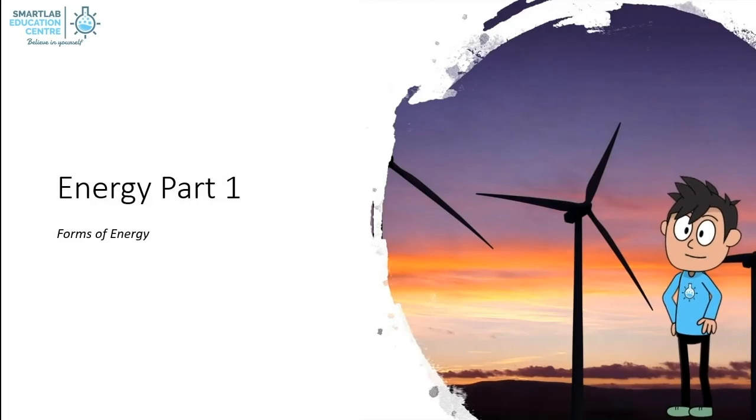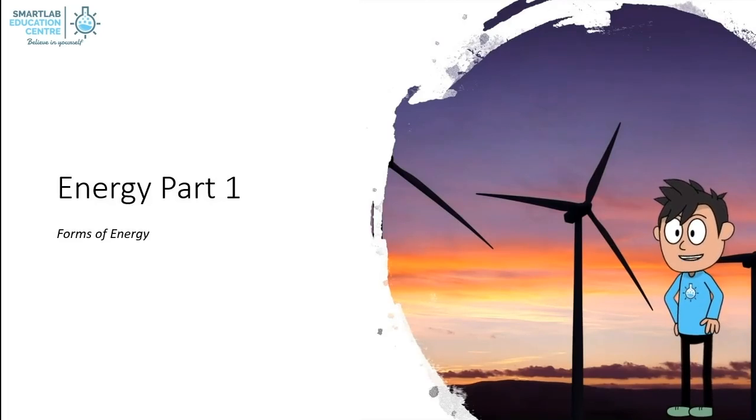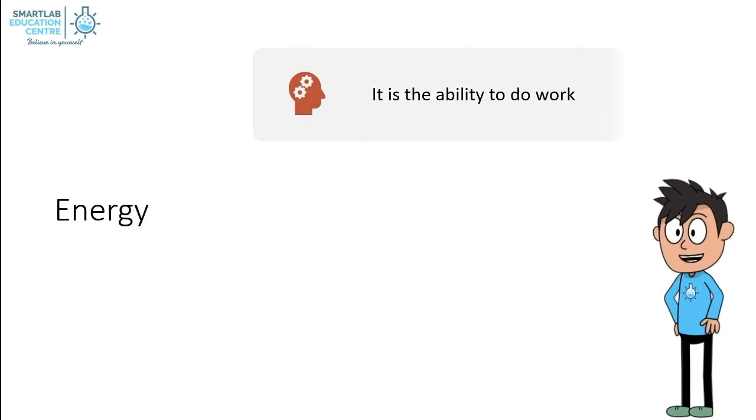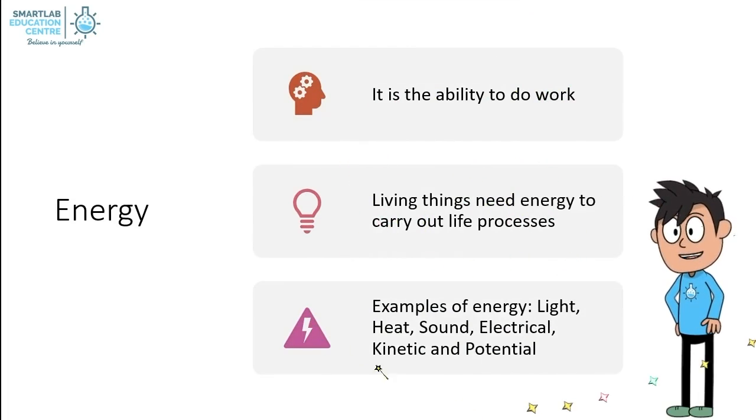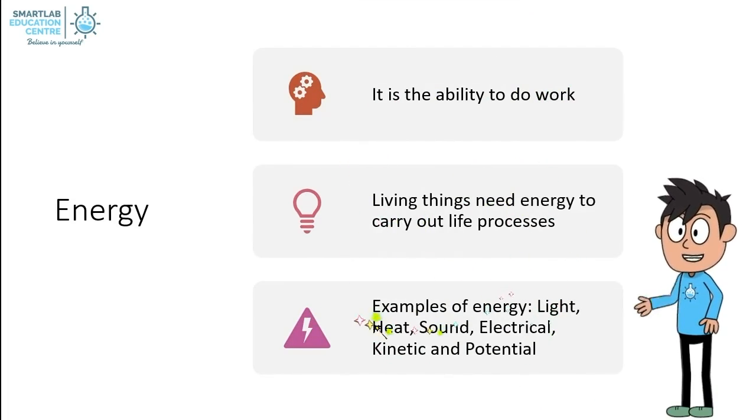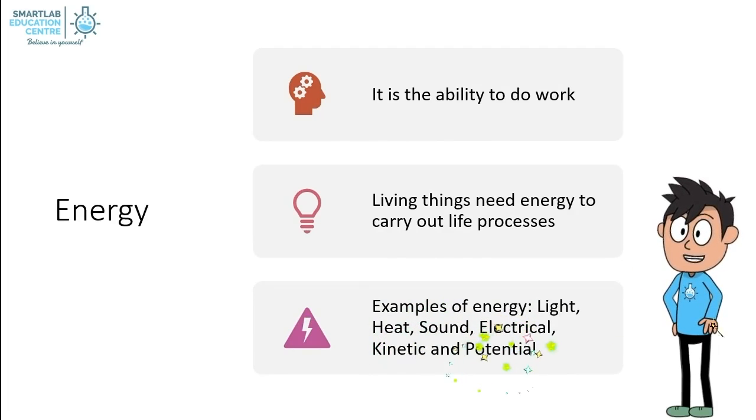Energy Part 1. There will be 2 segments in Part 1 of energy, and we will look at the various forms of energy first. What is energy? Energy is the ability to do work. Living things need energy to carry out life processes. Examples of energy include light energy, heat energy, sound energy, electrical energy, kinetic energy, and potential energy.